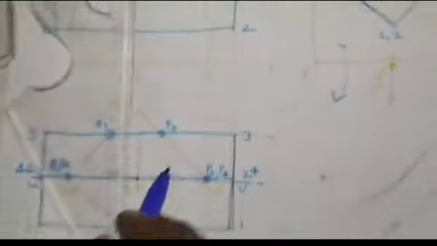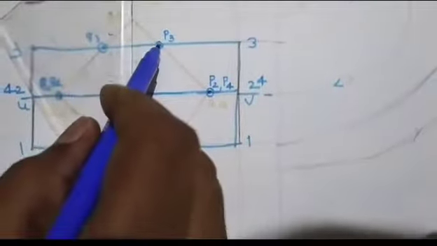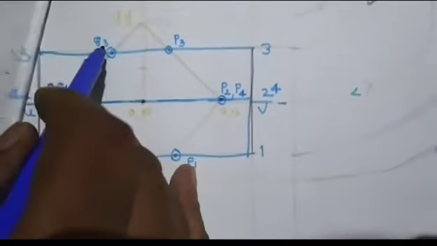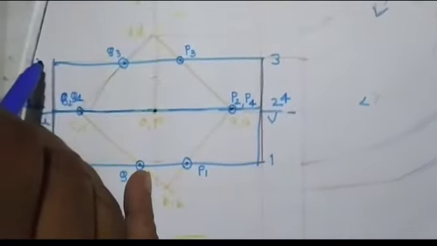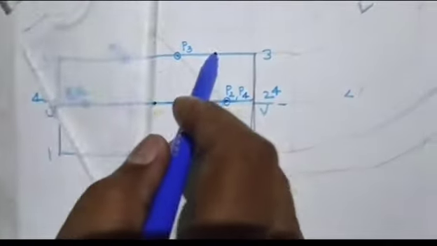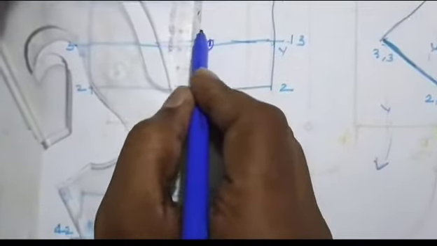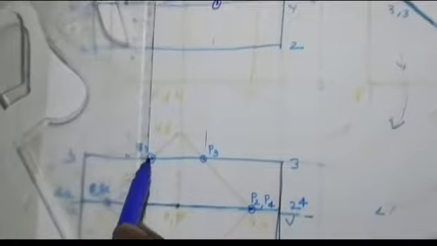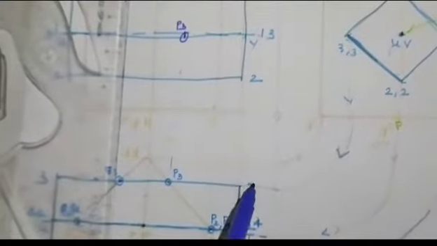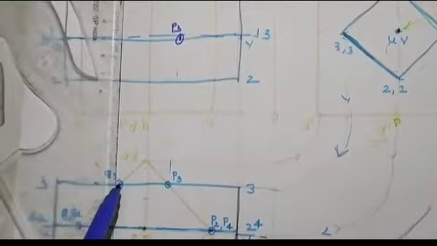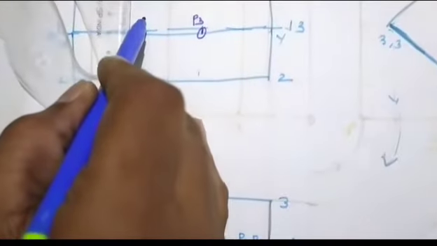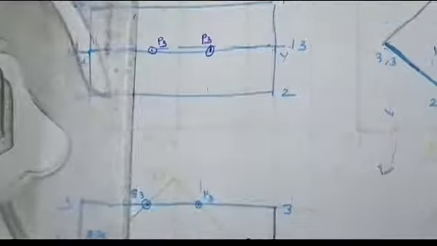Now I will transfer this point as P3. Where do P3 and Q3 lie? On which edge? On the horizontal edge 3-3. So in the front view I will transfer. Here is a 3-3. This is a 3-3. I will transfer this point and name it as P3. Here I will transfer on which edge? It lies on 3-3 in the top view. I will transfer it in the front view and name it as P3.